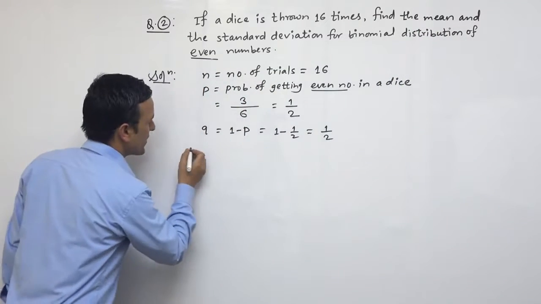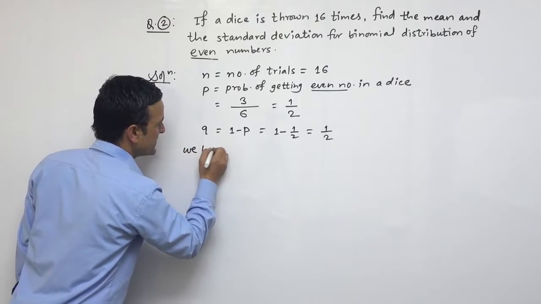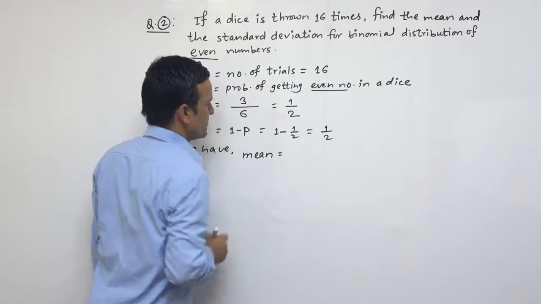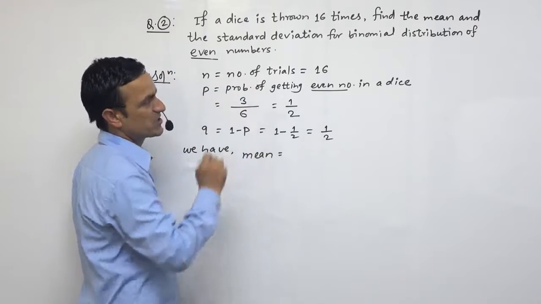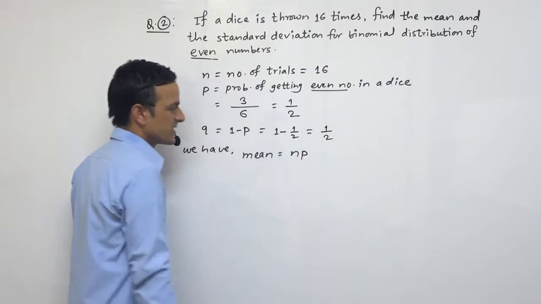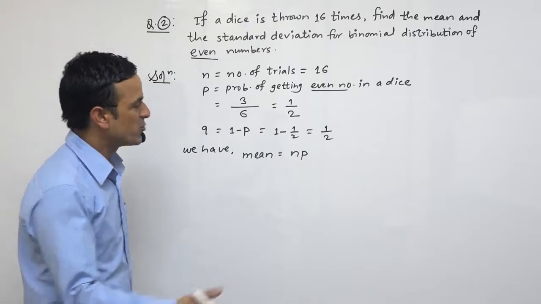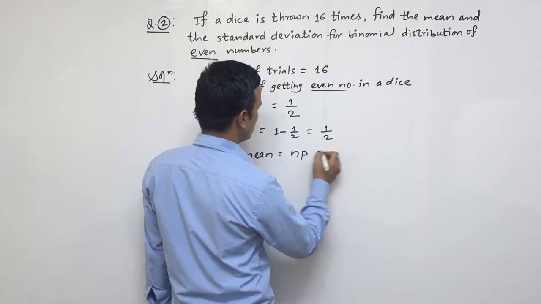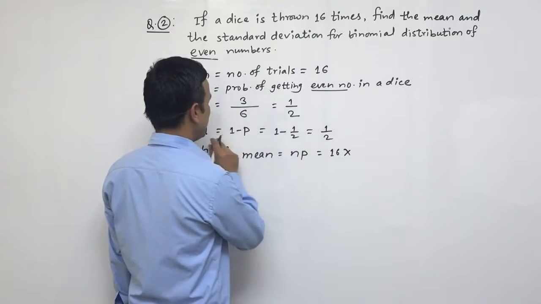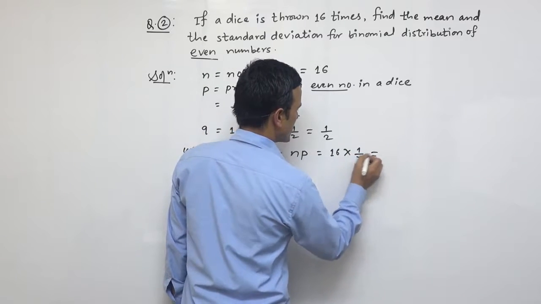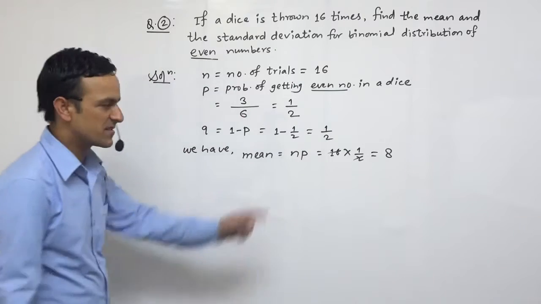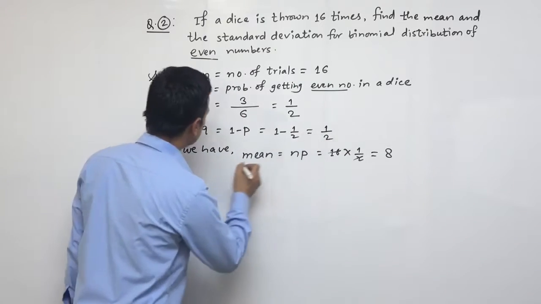So let's go for the formula. The formula to find the mean of a binomial distribution is np. This is the mean for binomial distribution. So write down the value of n. Value of n is 16. Value of p is 1 by 2. So if you cancel this one, then it will be 8. This is the answer or required solution.